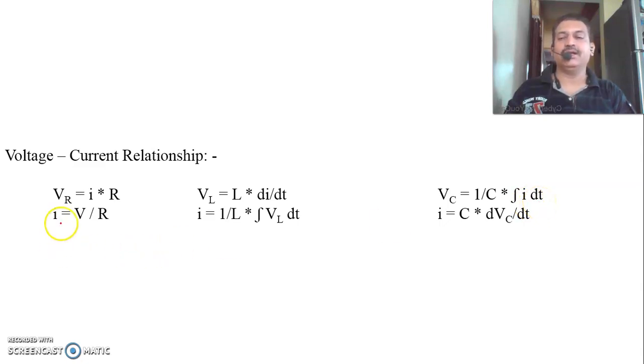If we write in terms of current, for the same resistance, I is equal to V upon R. I is equal to 1 upon L integration VL dt. I is equal to C dVC by dt.